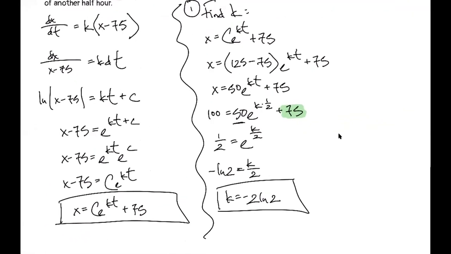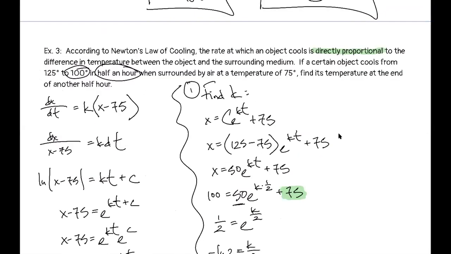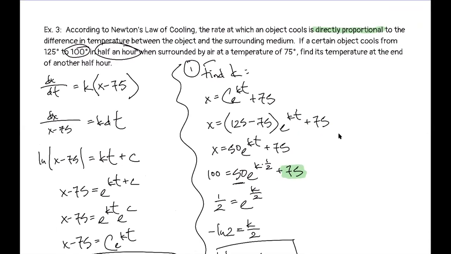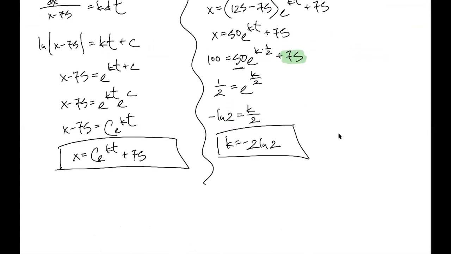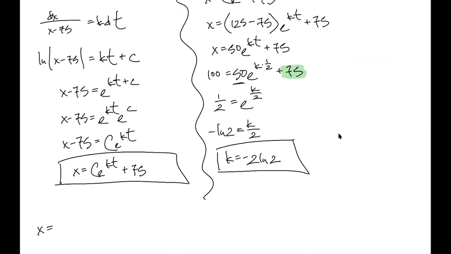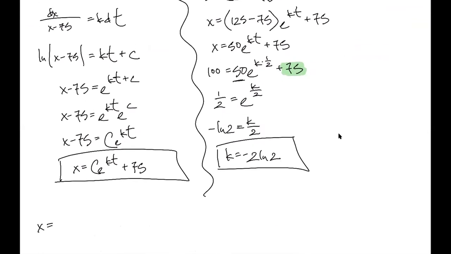Okay. So we've got our k. Now the question says find its temperature at the end of another half an hour. So what that means is I want to find x. So let's fill in all the numbers we have. We have 125 minus 75 e to the k times t plus 75. Okay.